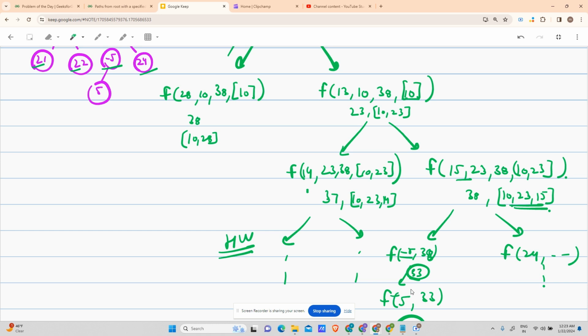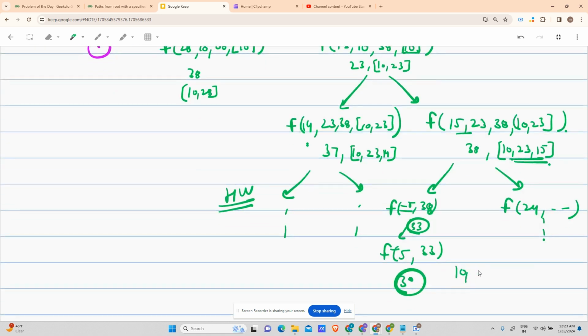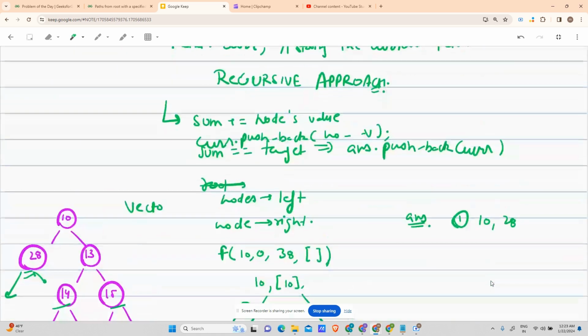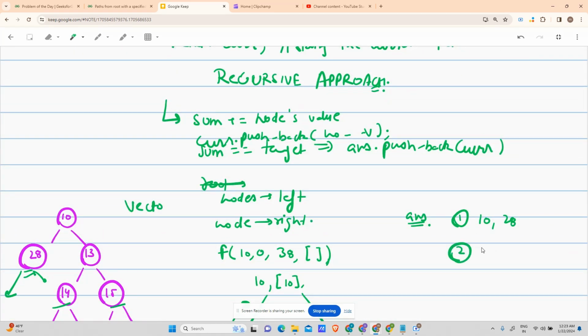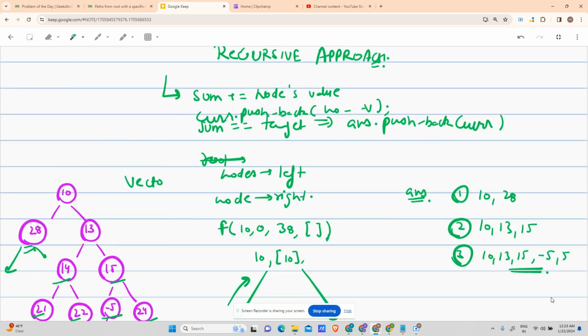15 minus 5, 5. That is, my path will become 10, 15 minus 5, 5. Okay, so push back into the answer. I also forgot to mention the second part, that was 10, 13, 15. And my third path will be 10, 13, 15, as above, plus minus 5 and 5. So these are all my paths.